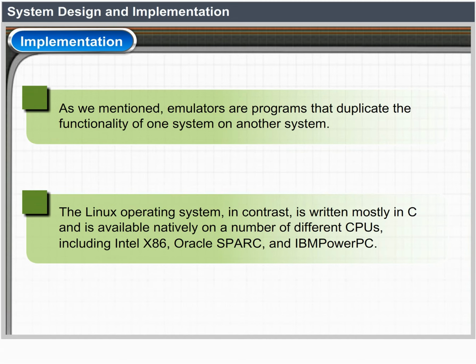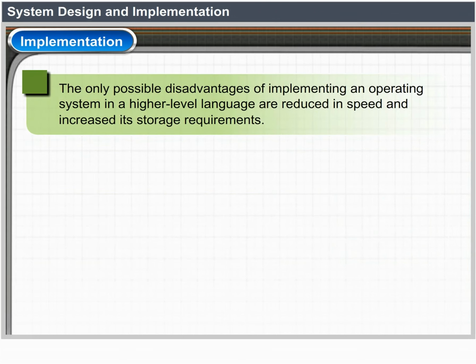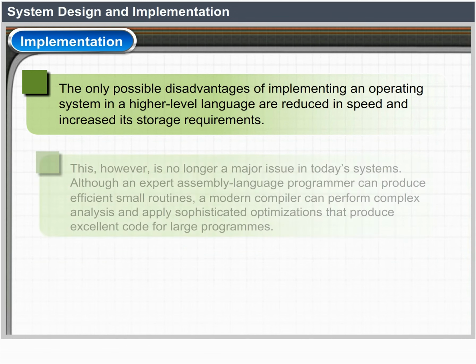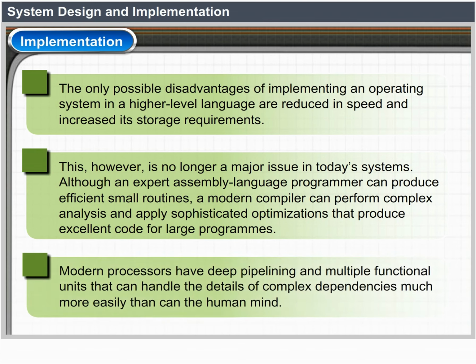The only possible disadvantages of implementing an operating system in a higher level language are reduced speed and increased storage requirements. This, however, is no longer a major issue in today's systems. Although an expert assembly language programmer can produce efficient small routines, for large programs, a modern compiler can perform complex analysis and apply sophisticated optimizations that produce excellent code. Modern processors have deep pipelining and multiple functional units that can handle the details of complex dependencies much more easily than can the human mind.